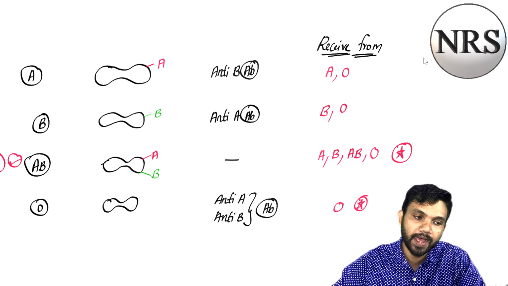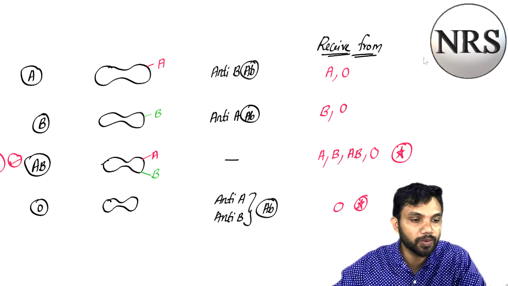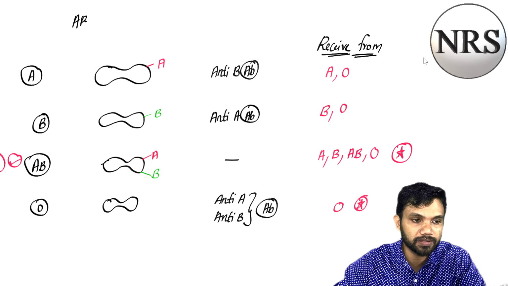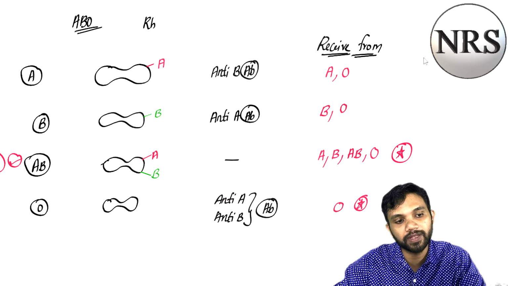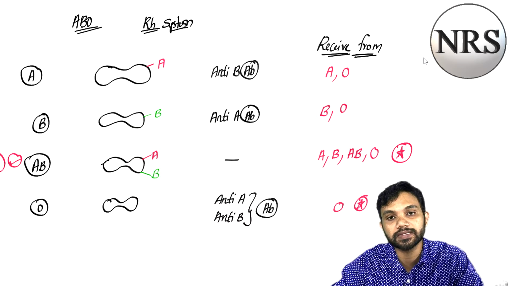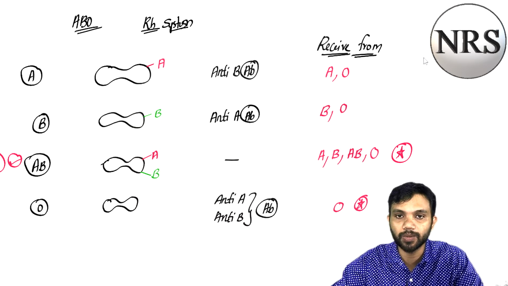We will study one more system of blood grouping. This system is called the ABO blood grouping, and we'll also study the RH system. The RH system is also known as the rhesus system. We'll study this rhesus system in the next video.